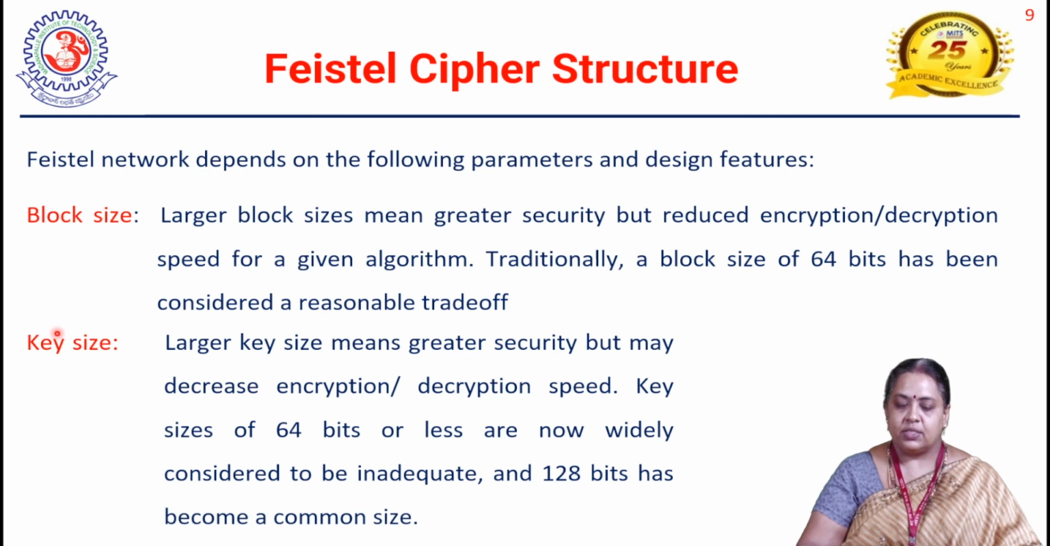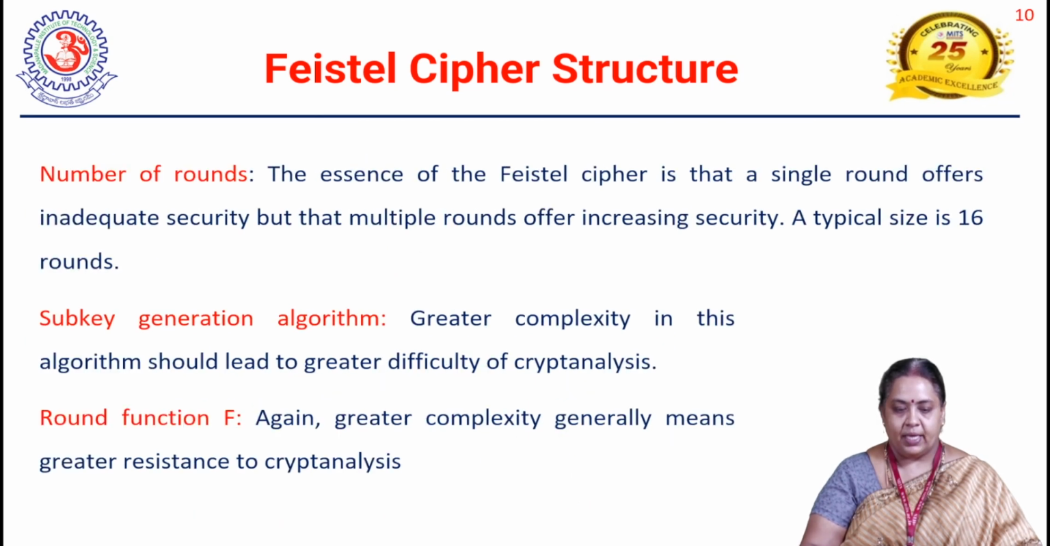Key size also plays a major role. For the key, the normal size will be 64 bits or less, but nowadays 128 bits has become more common. The number of rounds also plays an important role. If there are more rounds, there will be more security. Generally, the typical number of rounds is 16. Sub-key generation is also very important, and the round function is very important. If the round function is complex, there is greater security for the Feistel cipher.